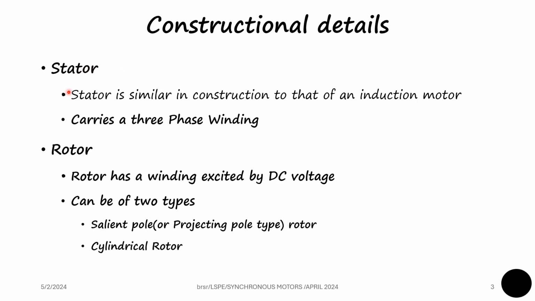Similar to every electrical machine, the synchronous motor has also got stator and the rotor. The stator is similar in construction to that of an induction motor. It carries a three-phase winding. The rotor also has a winding and it is excited by a DC voltage, whereas the stator is excited by an AC voltage. There are two types of rotors. One is called a salient pole rotor, and the second one is called the cylindrical rotor.